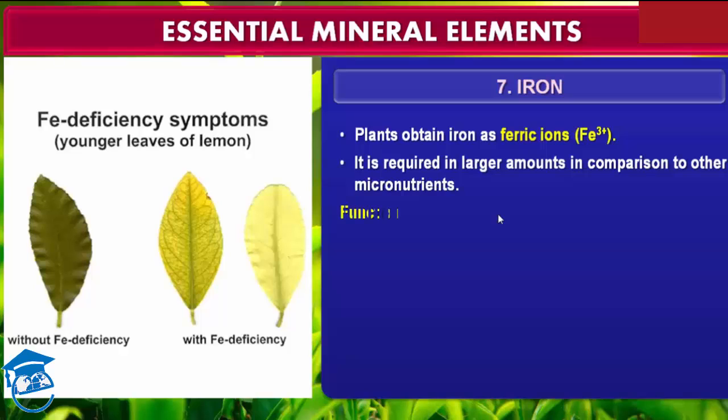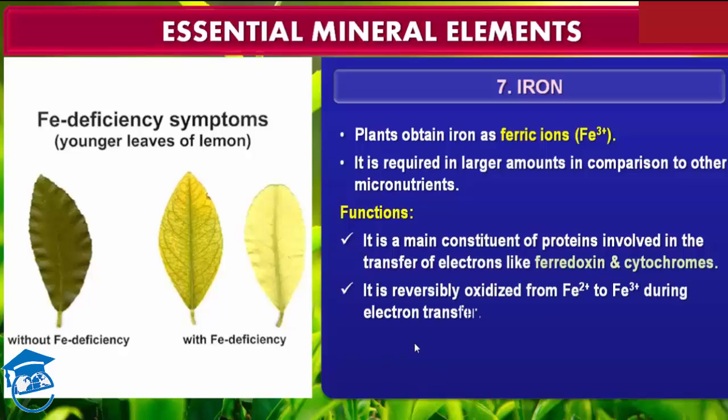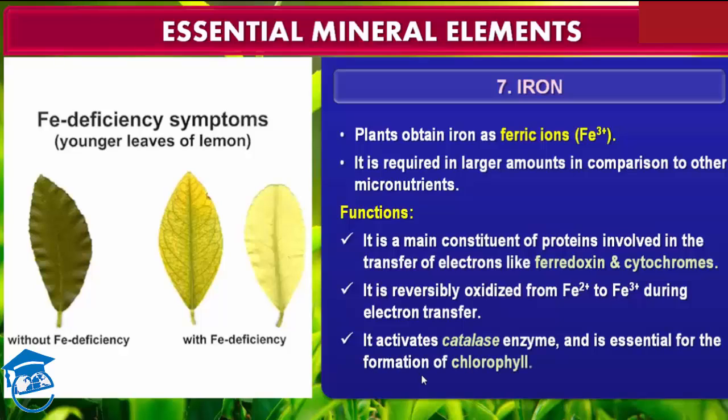It is seen that iron is reversibly oxidized from Fe2+ to Fe3+ during electron transfer. Now what's the function? As I told you, it is the main constituent of proteins which are involved in the transfer of electrons, like ferredoxin and cytochrome. Another crucial function of iron is that it activates the catalase enzyme and is essential for the formation of chlorophyll, students. So these are the main functions of iron.